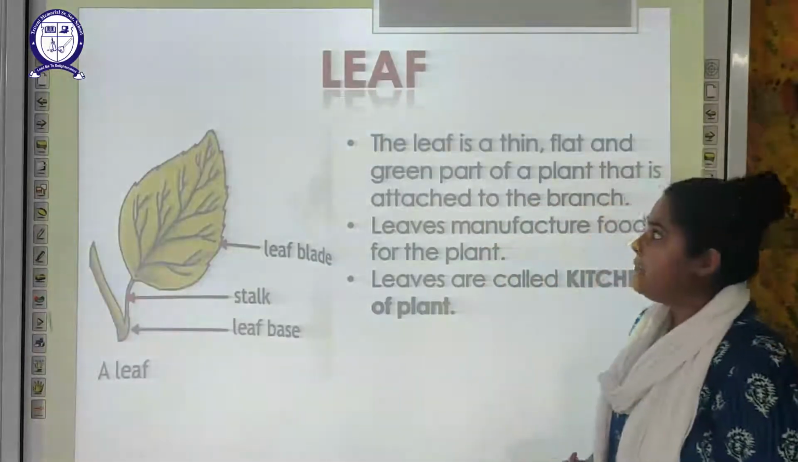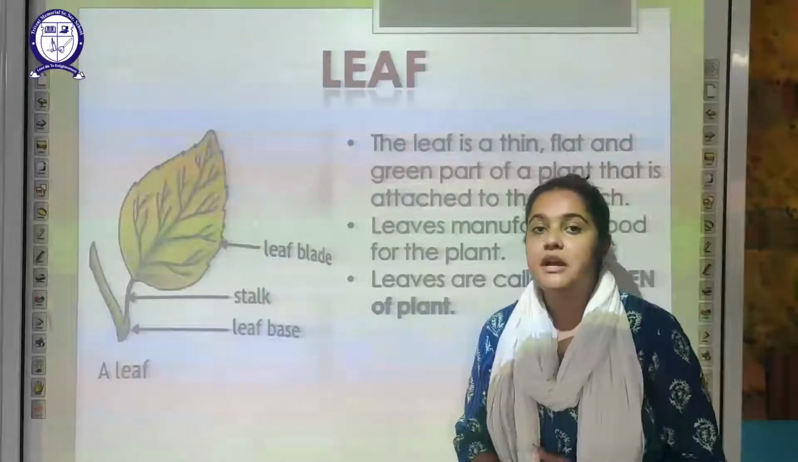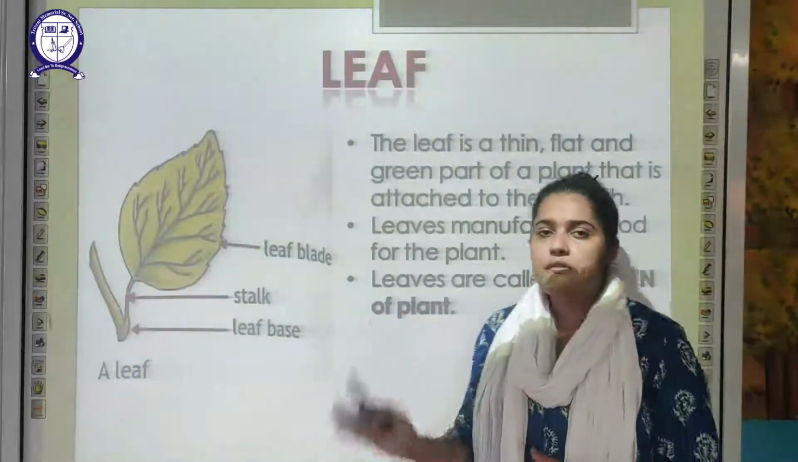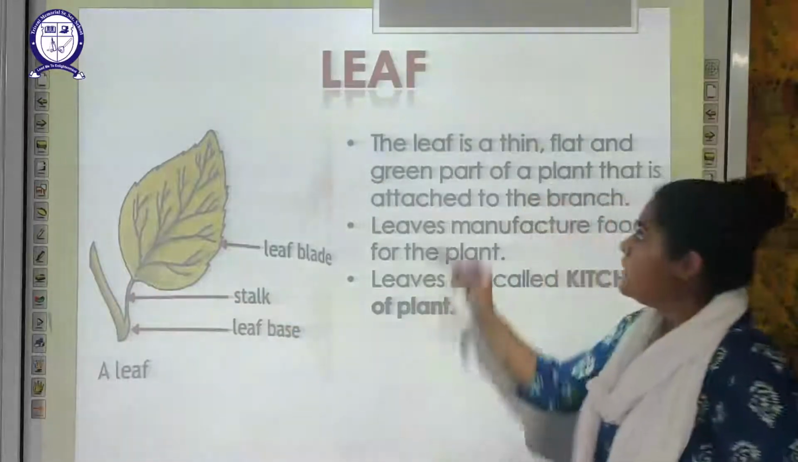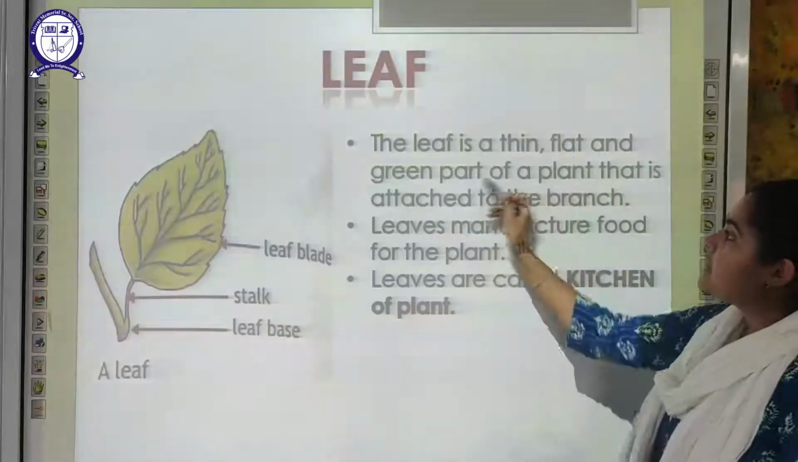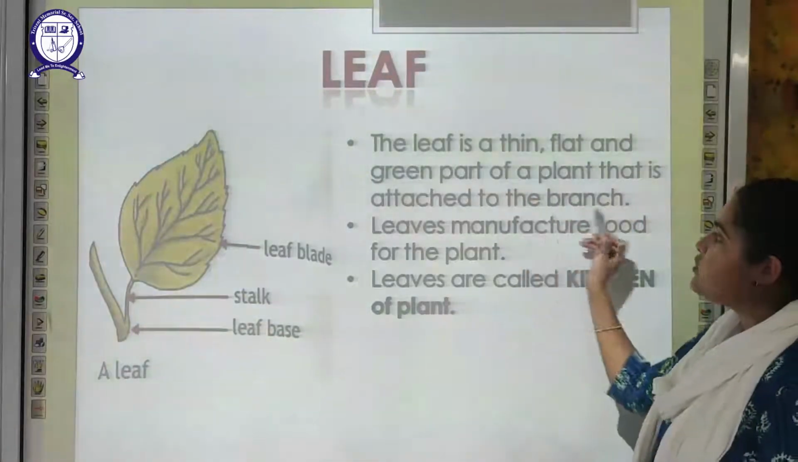Next part is your leaf part. As you are aware, you have seen different types of leaf which are of different color and different shape. Generally plants have green color leaves. So the leaf is a thin, flat and green part of a plant that is attached to the branch.